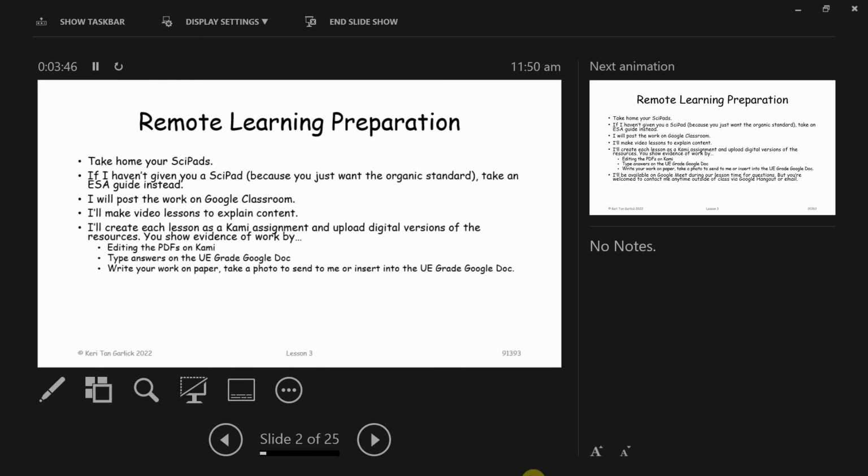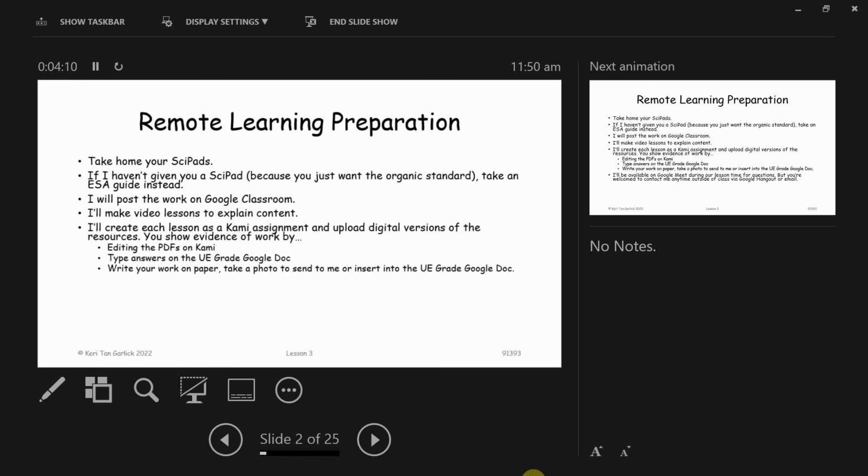So what I will do for my posts going forward, and I've already started to do that, is I'm assigning them as Kami assignments. So that way you have editable digital versions of things. I'm very mindful some of you guys won't have access to the textbooks we have in class and things like that. And so it's important that I have digital things online for you.